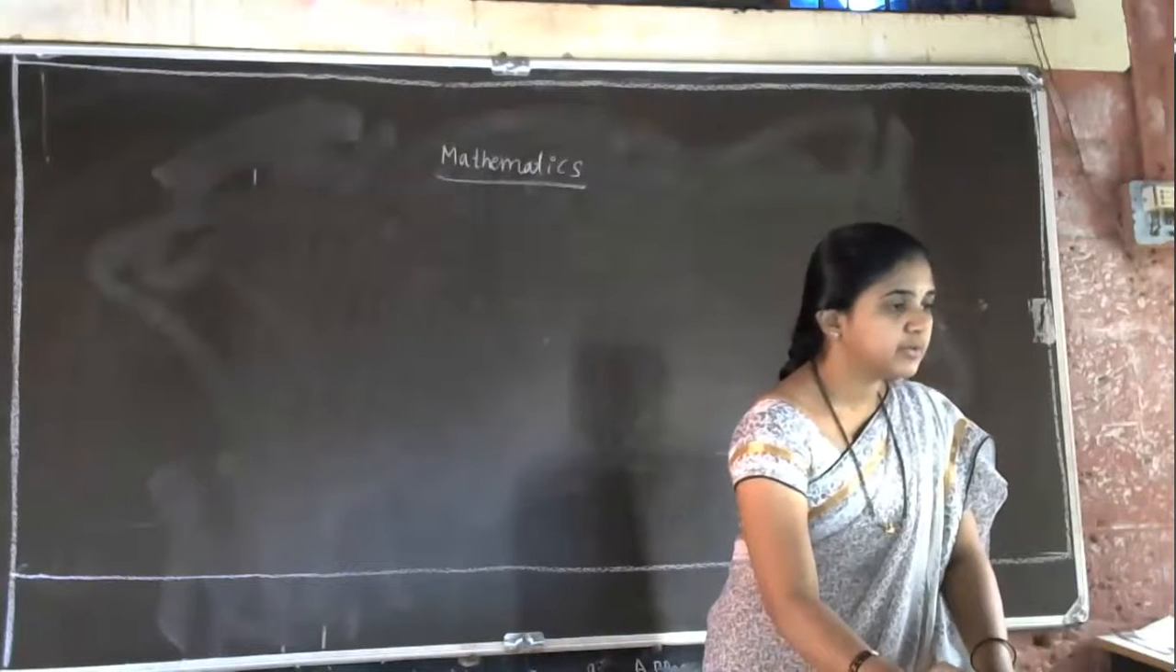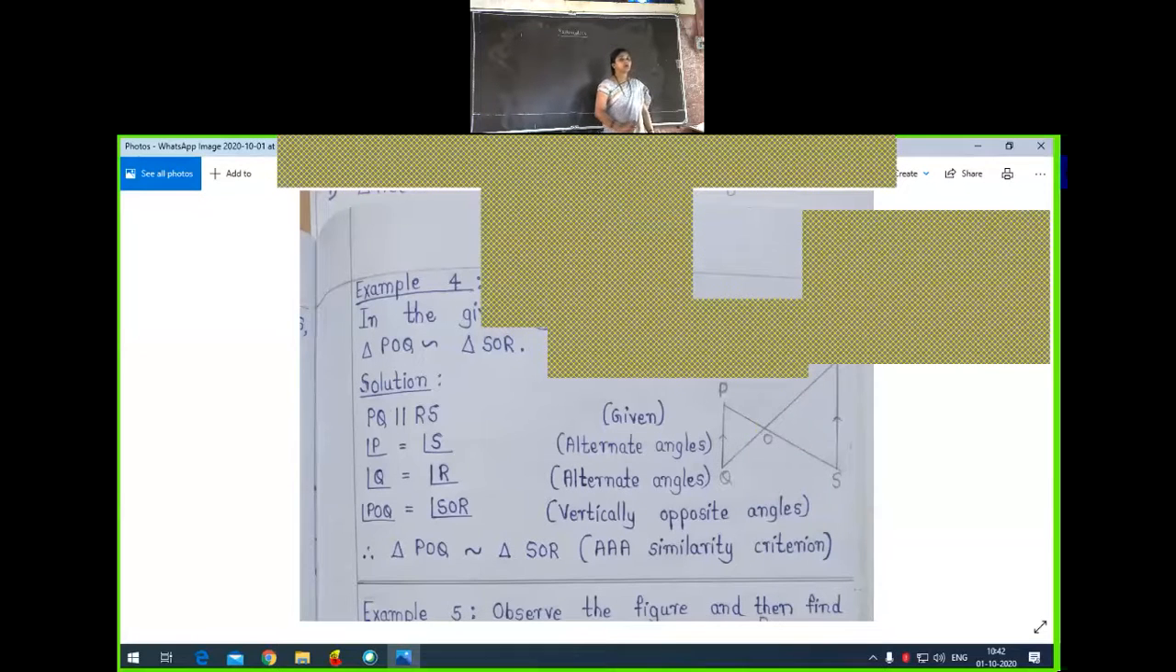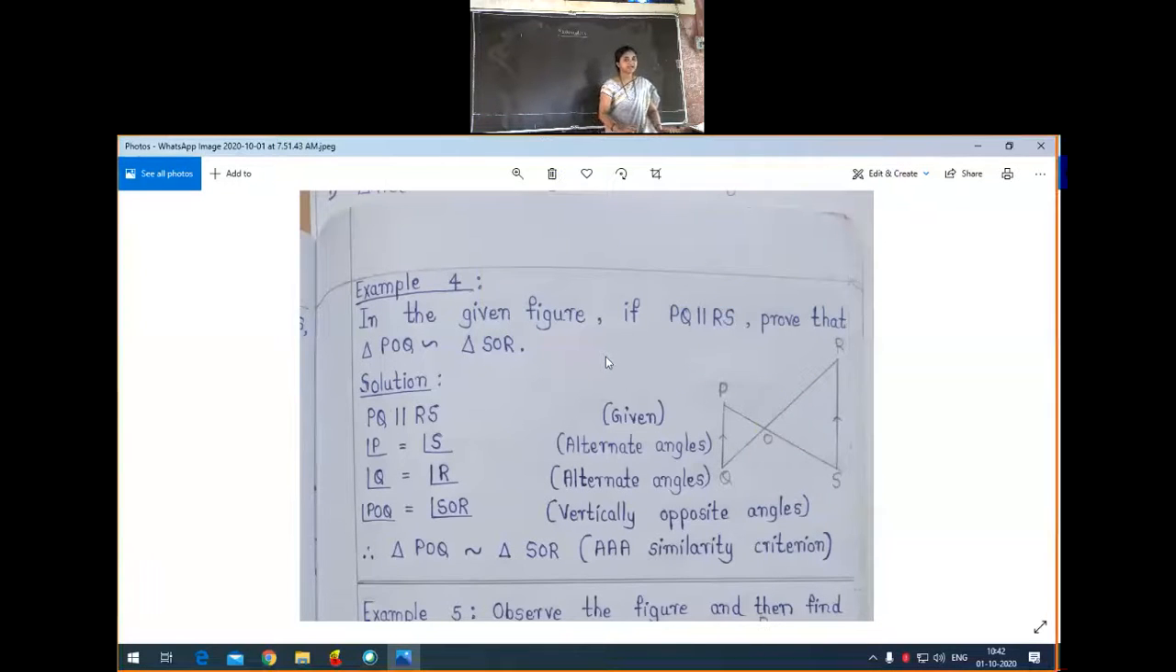So today we are going to discuss the example problems related to AA similarity criteria, SSS similarity criteria and SAS similarity criteria. I took the example problems from your textbook only. So here we have example 4. In your textbook you have example 4. See here, example 4, a very simple question. So first let us see the question.